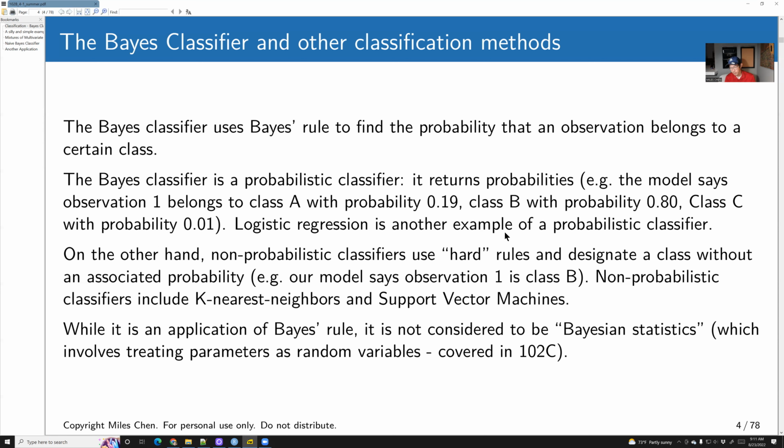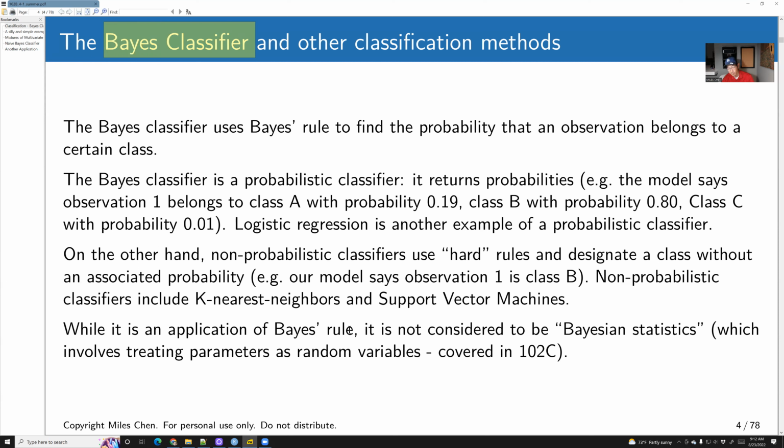There are other families of classifiers, and so you have, say, the k-nearest neighbors or the support vector machine, and these use maybe what we call hard rules, and they will designate a class without using a probability. Okay, and it just says the model predicts class B, or just gives a number here.